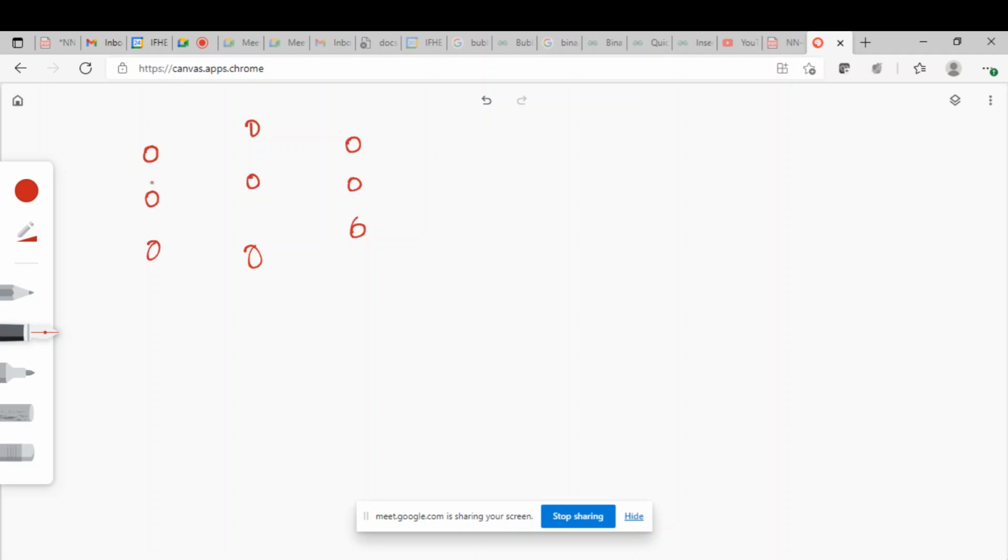A fully connected neural network means every neuron of the previous layer will be connected to every neuron in the next layer. That is, this neuron will be connected with all the neurons in this layer. So in our case, this is the input layer, this is the hidden layer, and this is the output layer. Okay.